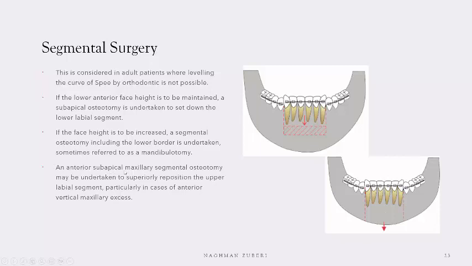An anterior subapical maxillary segmental osteotomy, the same type of osteotomy in the maxilla, in the incisor region, can also be done to reposition the upper labial segment, particularly when there is anterior vertical maxillary excess. So when we are going for maxillary intrusion and when we are going for mandibular intrusion, we will discuss it in a bit.